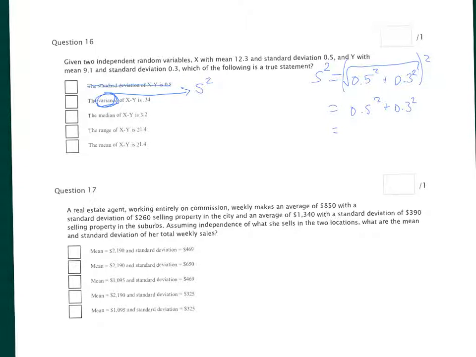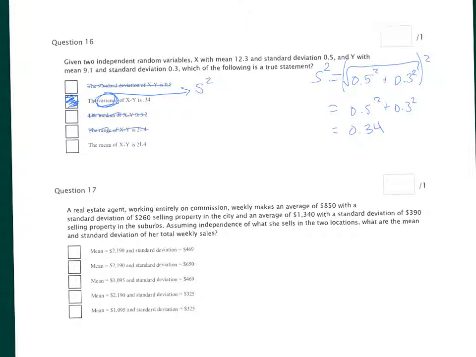0.5 squared plus 0.3 squared equals 0.34, which is what it says. So this is probably my true statement, but let's see. Median of xy is 3.2. Well, with the information they gave me, I'm not going to be able to find the median because I don't know any of the data. Same with the range.